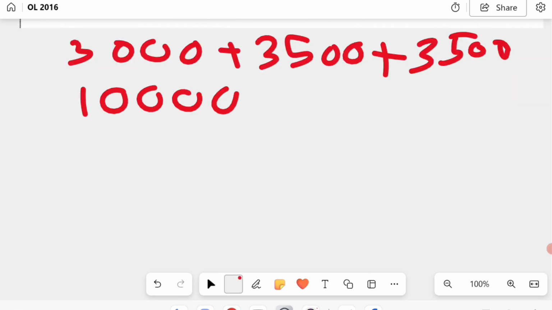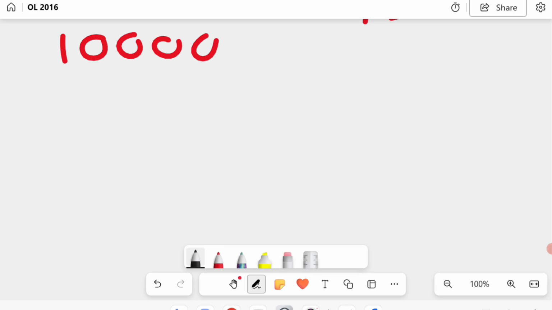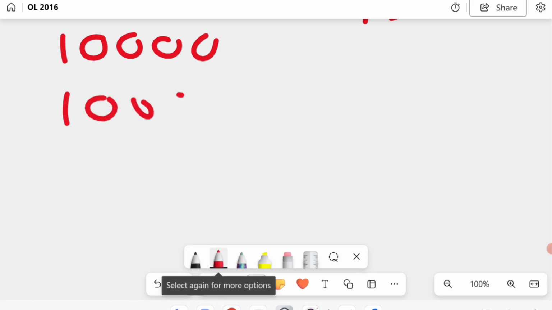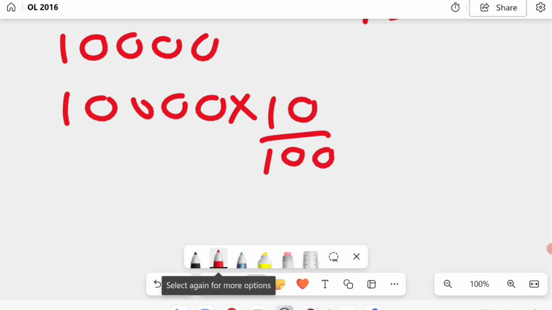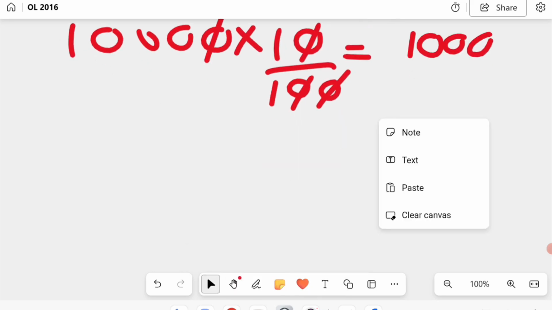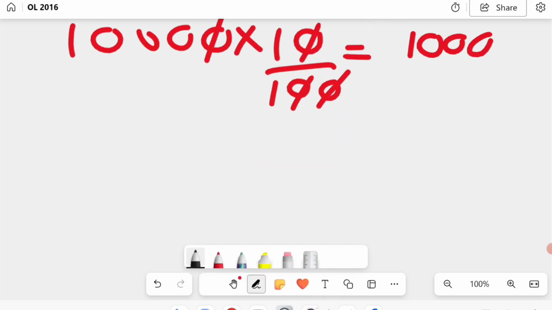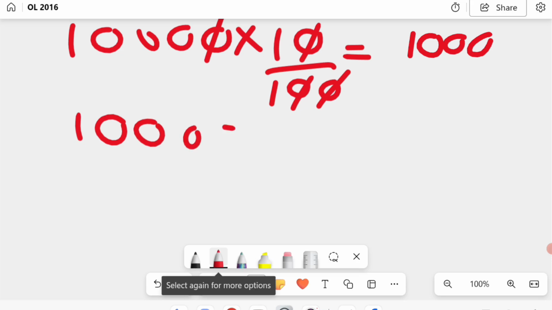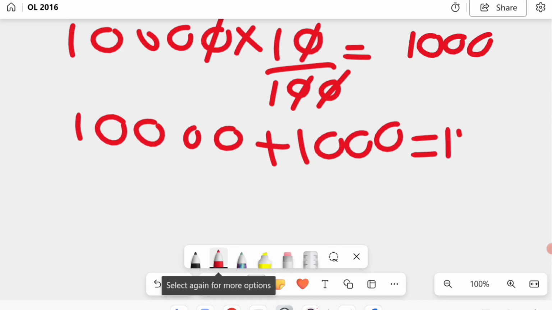Then we can find interest for the first year. When finding interest for the first year, we have to multiply 10,000 by 10%. We can cancel out 2 zeros, 1,000 rupees. It is the interest for the first year. Then we can calculate the amount for the second year. We have to add 10,000 and the interest for the first year, 1,000. It is 11,000.